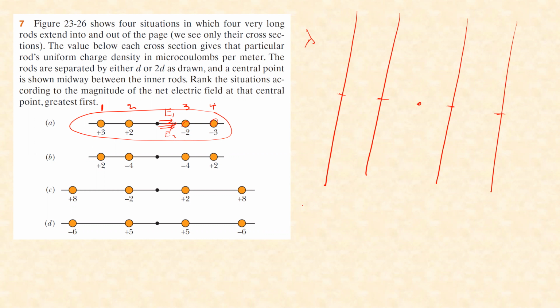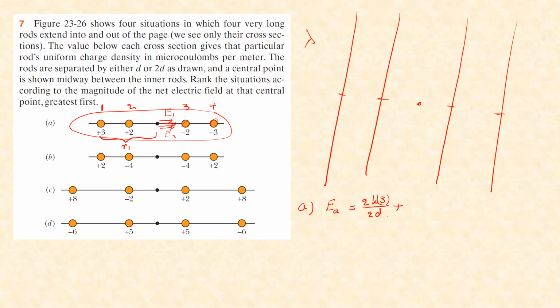But how much is each one? Let me call it E_A, equal to 2k lambda over R. The lambda is 3, so 2k times 3, divided by R, which is the distance from here to rod 1. So R1 is 2D. It becomes 3k over D, basically.